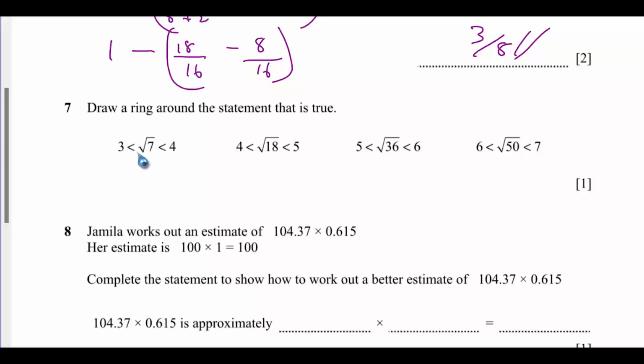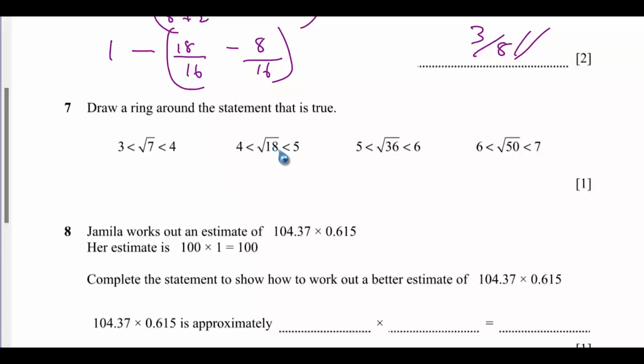Because 3 is not less than 2 point something. So we are sure that root 7 is not up to 3. So that means 3 can never be less than 2 point something. So we leave this one. Because we only need a statement that is true, let's go to the next one.